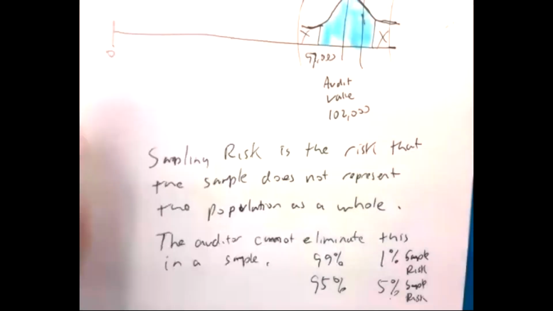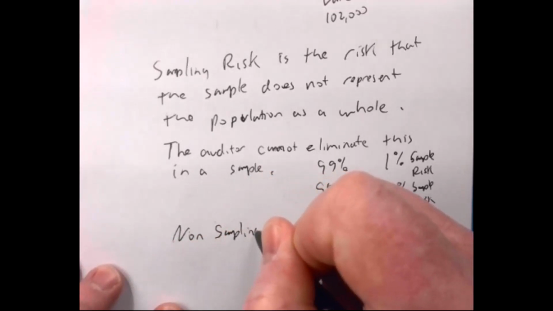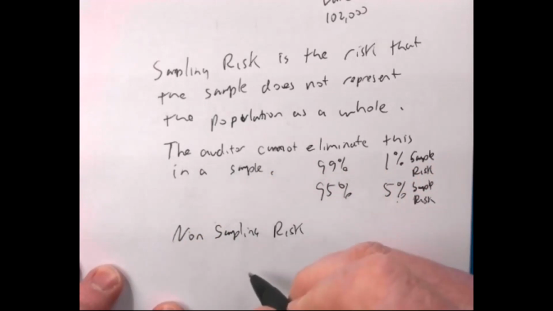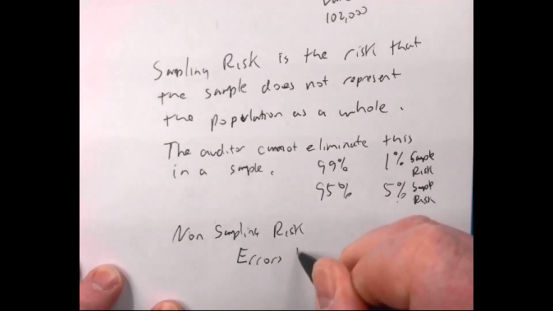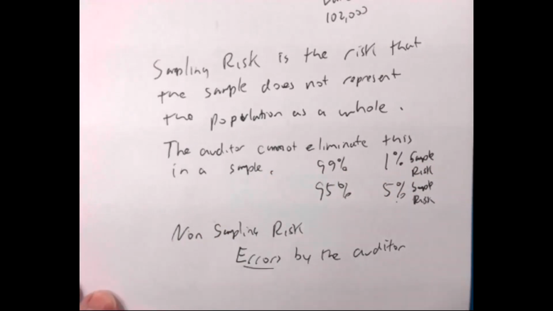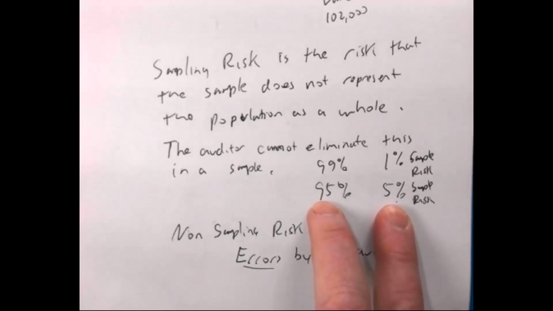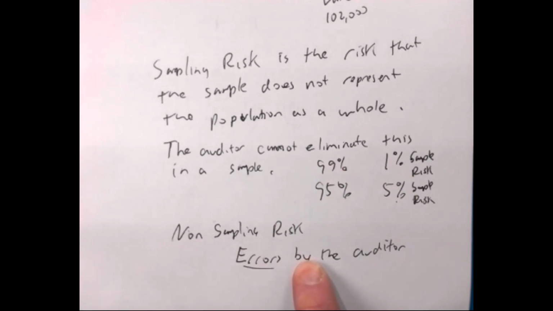Now, one thing they also hit on is non-sampling risk. Okay, non-sampling risk. A lot of times, these are errors by the auditor. So you test the wrong thing. You think you're testing the invoices when you're actually testing the purchase orders or whatever. That's not sampling risk. Sampling risk is just saying that the sample does not represent the population as a whole. That's the only thing that is sampling risk. Basically, every other risk is non-sampling risk.